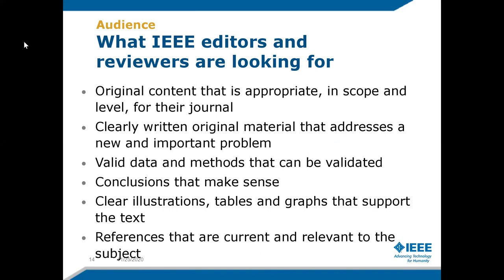The first idea is original content that is appropriate in scope and level for their journal. This is the most important thing. As I just mentioned, if it is outside of the scope, it's impossible. If there's no AE, no editor who can manage the paper, it's very difficult. Maybe the editor needs to take forever to find reviewers for the paper. It is also very bad for the paper, right? So the most important thing is the scope, and it should be original content, okay?